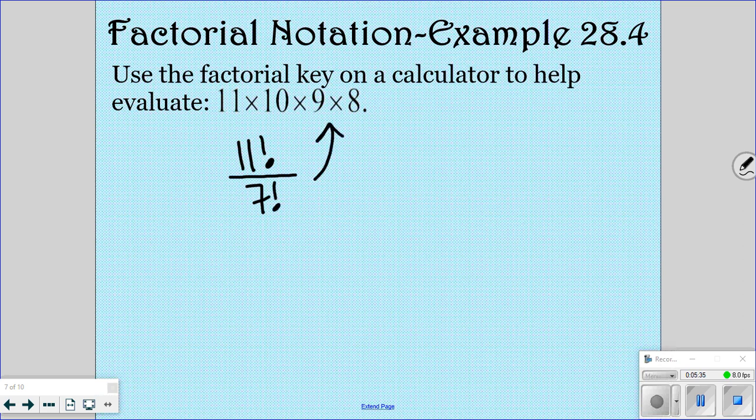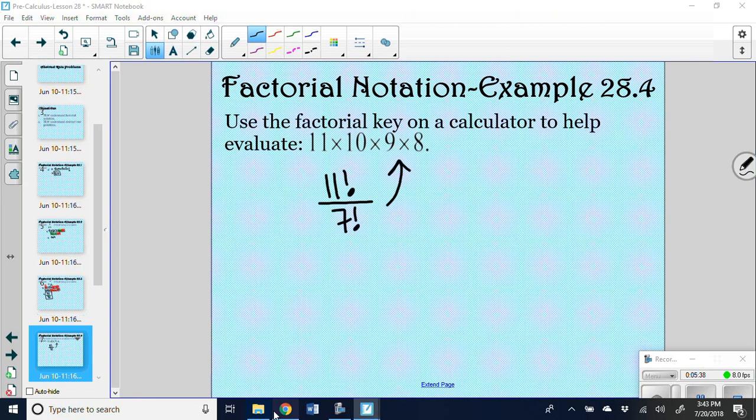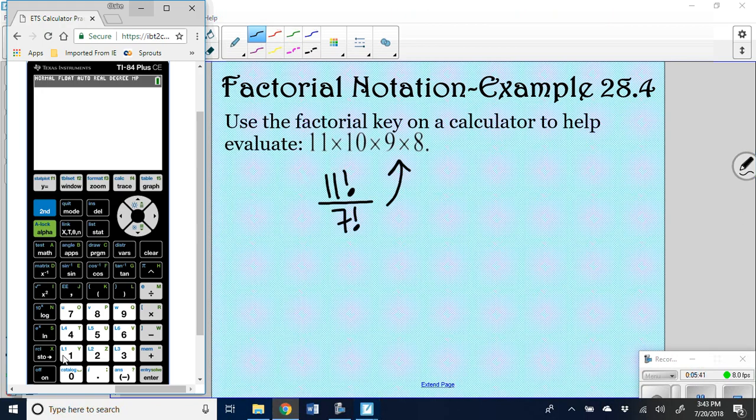And so the way that you're going to do this on the calculator, you're going to do 11, and then you're going to go to math that's right below the green button. And when you hit math, you're going to go over to probability. And then you see how the factorial is the 4th key, so you hit number 4, and it pops it in for you. And then you're going to divide by 7, and then you're going to go to math, over to probability, and then you're going to hit 4. And then if you enter, you get 7,920.